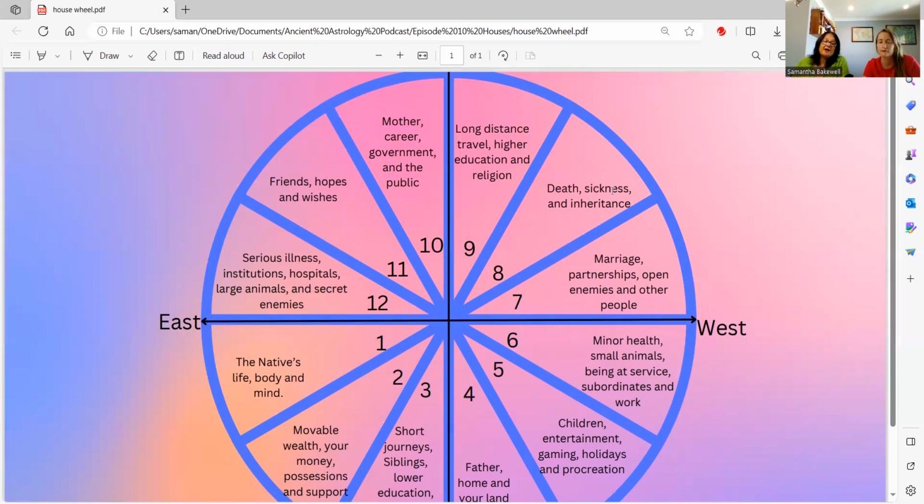We have death, sickness, and inheritance. So that's pretty self-explanatory. When we're doing predictions, we often go through an 8th house. You might even have an 8th house year. For some people, it can be very frightening if they're new to astrology, but you can only die once. And luckily it's not necessarily going to be about that. There's a lot more to houses than just that.